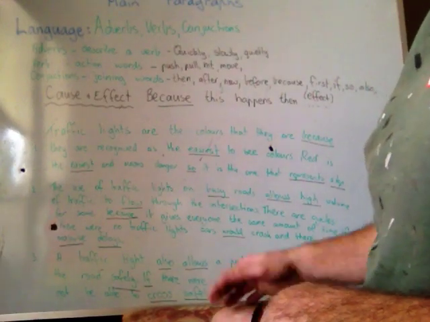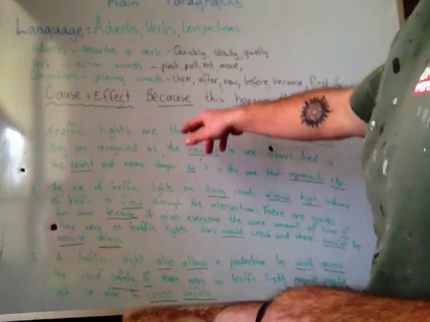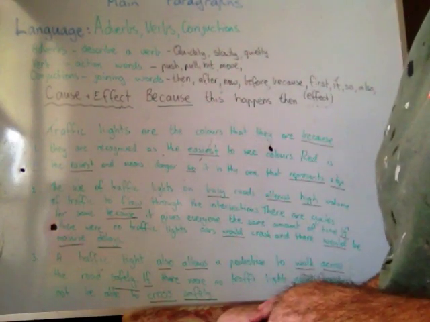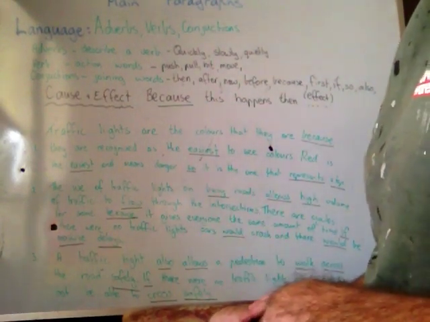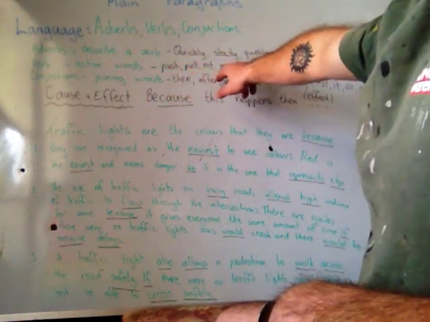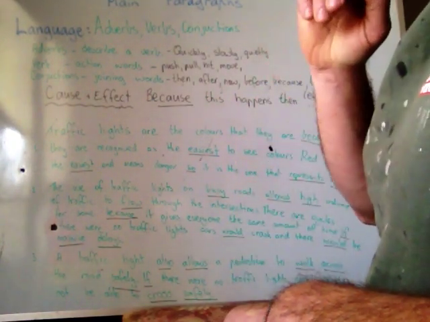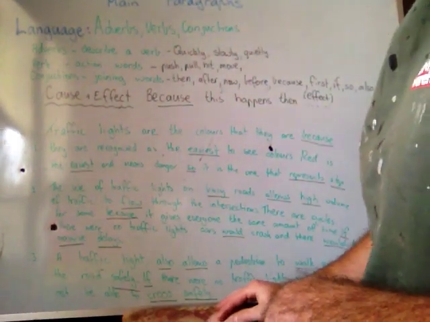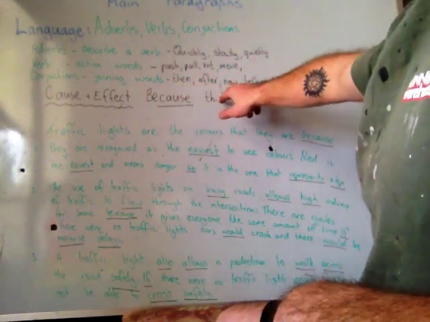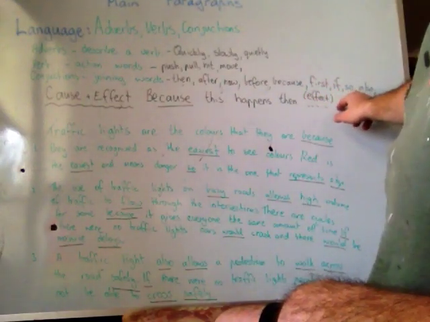All right. Now some examples. There are plenty of different examples, and we've sort of done this before, but just to quickly refresh. For an adverb, we have like quickly, slowly, quietly. So it's basically how you did something. A verb, things like push, pull, hit, move, bang. Any type of thing that you can actually do. And there's some conjunctions, some joining words. So it'll be things like then, after, now, before, because, first, if, so, also.